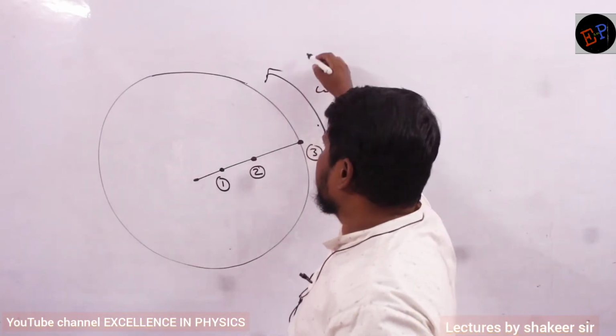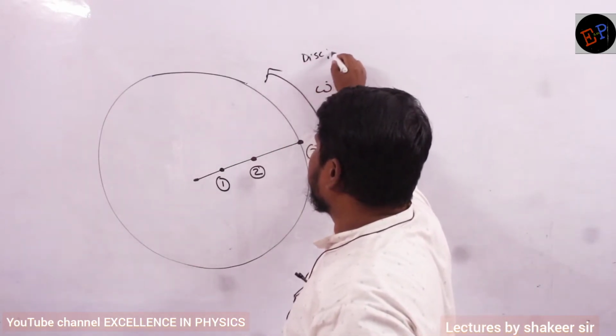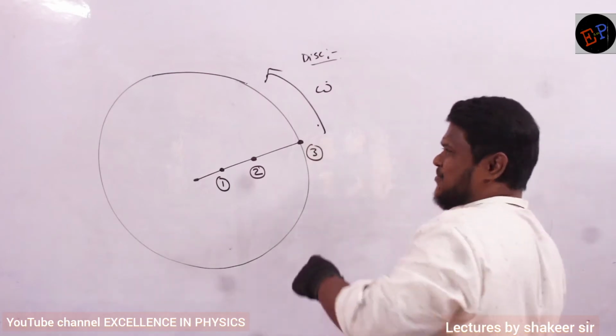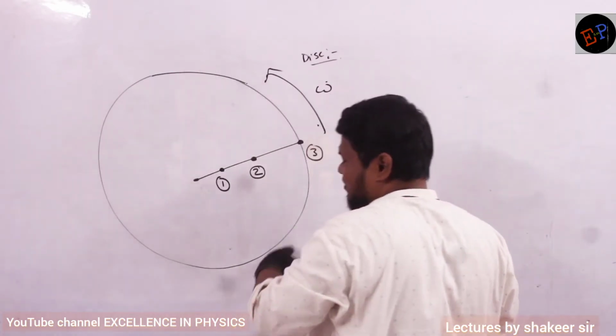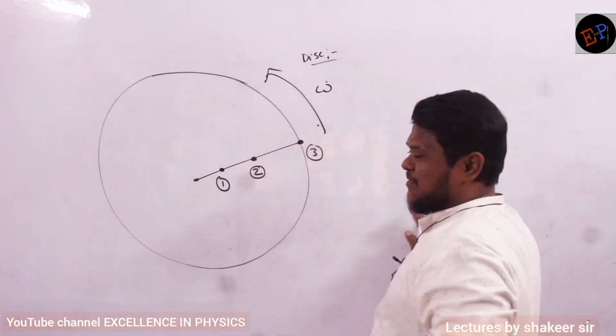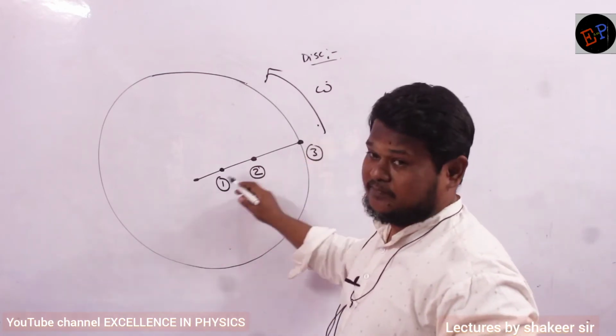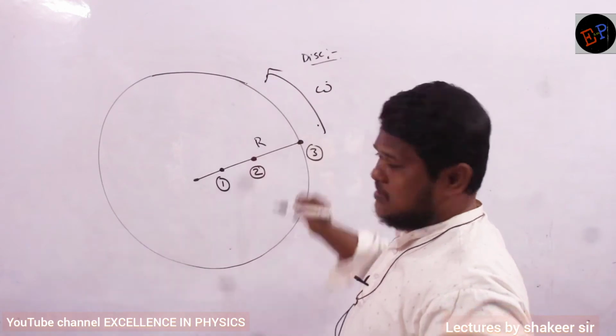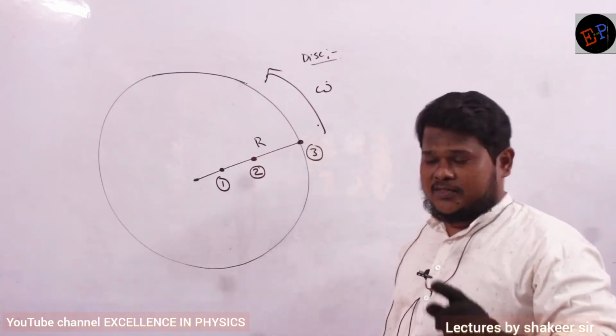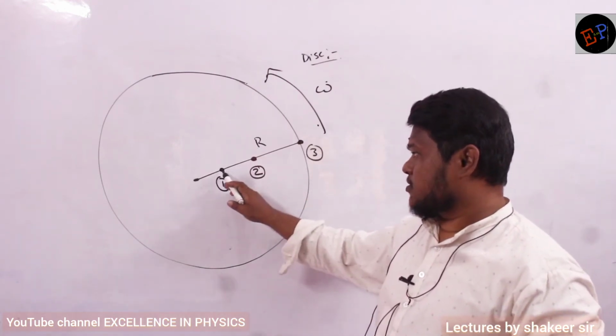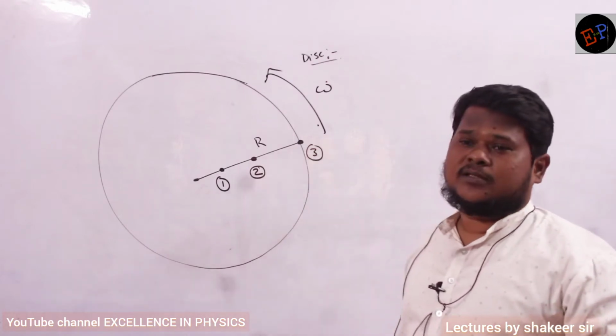Looking like a disc, no? So consider this is a disc only. This disc is rotating with an angular velocity of omega. From the center of the disc, I have drawn one line, which becomes the radius of this disc. And on this radius, I have taken 3 points: first point, second point, and third point.